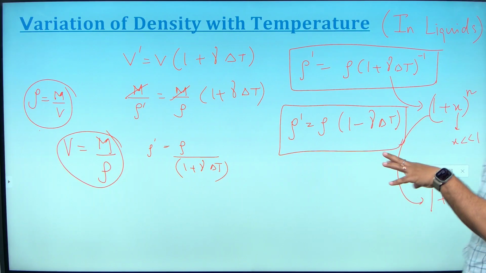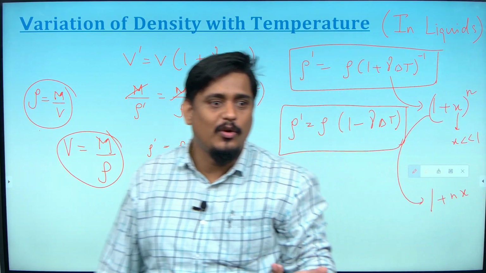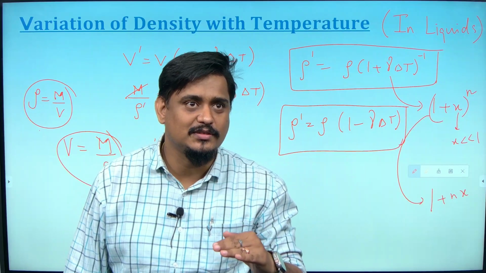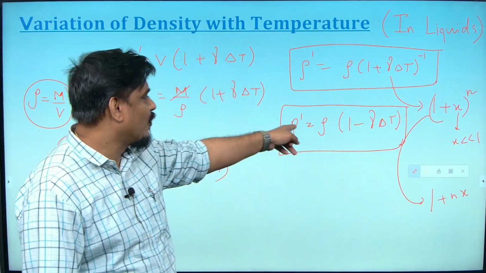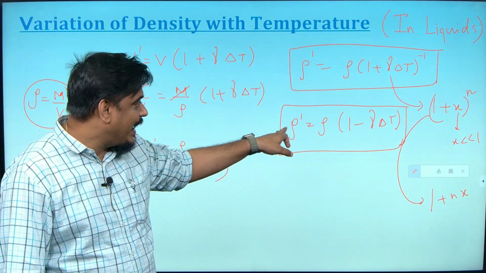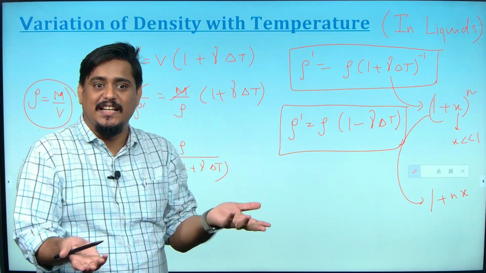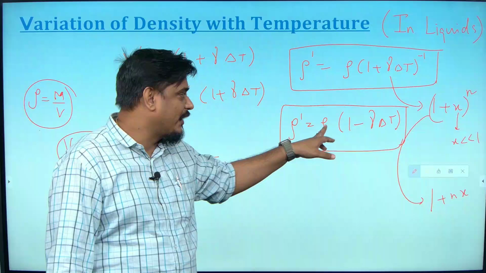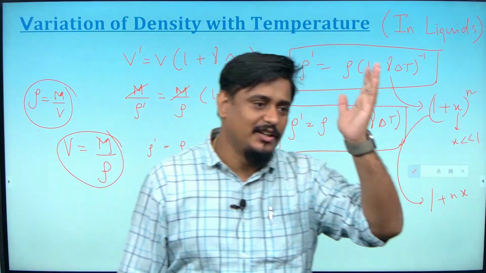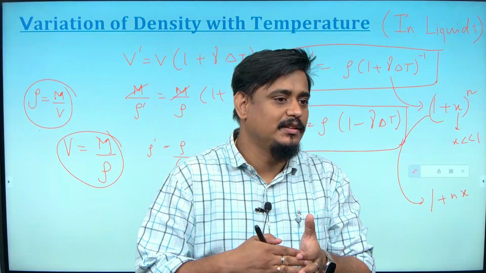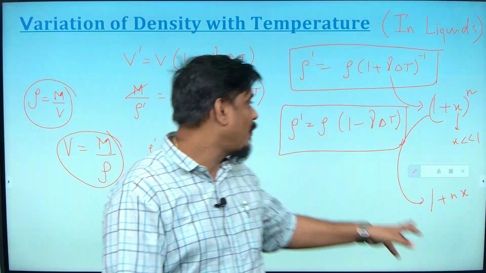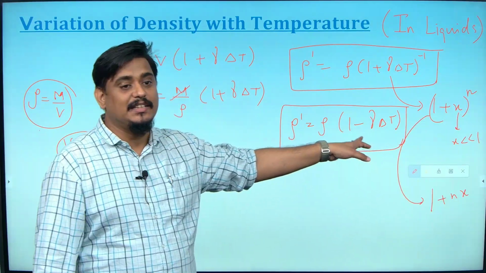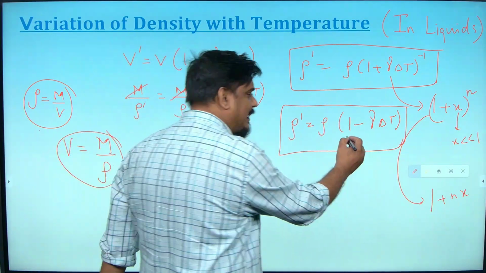So it will make it like 0.9 times of rho. Density reduced. Are you getting the point? Because what is rho? Rho is density. Rho dash is the changed density, I should say, not decreasing only obviously, and rho is the original density. So when you heat a liquid, because of heating, what happens to its density? It reduces, because this number will be definitely less than 1.